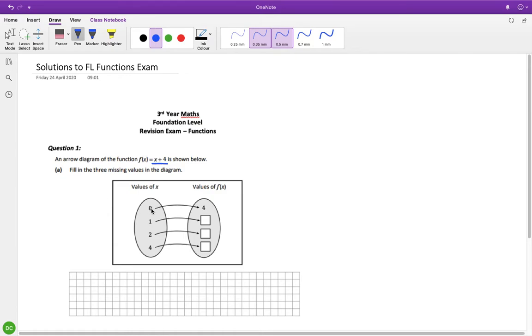So basically going from here to here, we are doing plus 4. These are your x values, and it says we have to take x and add 4. So if you take 1 and add 4, you get 5. 2 plus 4 is 6, and 4 plus 4 is 8. So 5, 6, 8 are your 3 answers there.